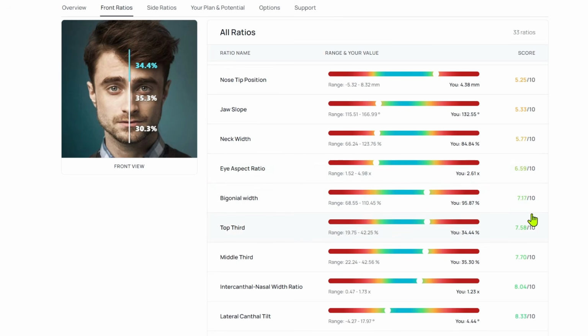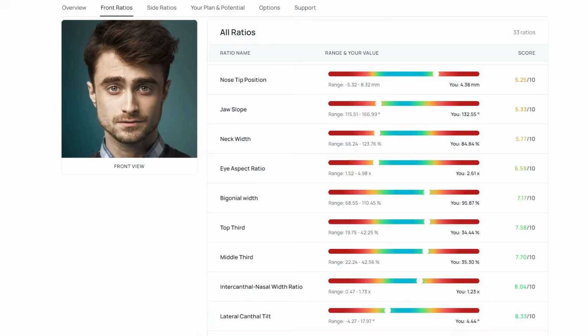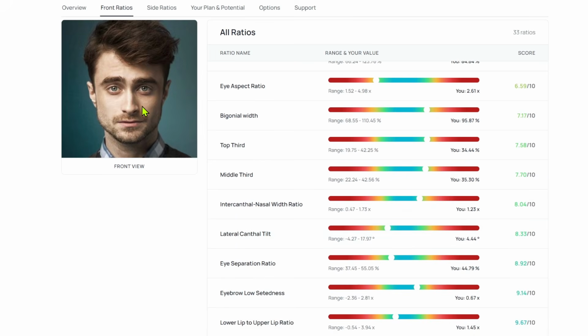His bigonial width is a 7.17. Top third is a 7.58 by itself. Middle third is a 7.7 by itself. Intercanthal nasal width ratio is an 8.04. His lateral canthal tilt, common one, very viral, is an 8.33 out of 10. So he has nice positive canthal tilt.